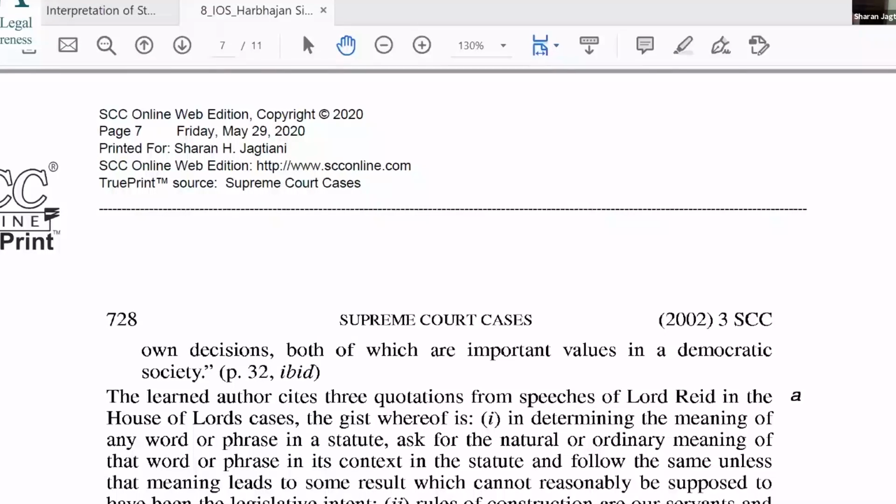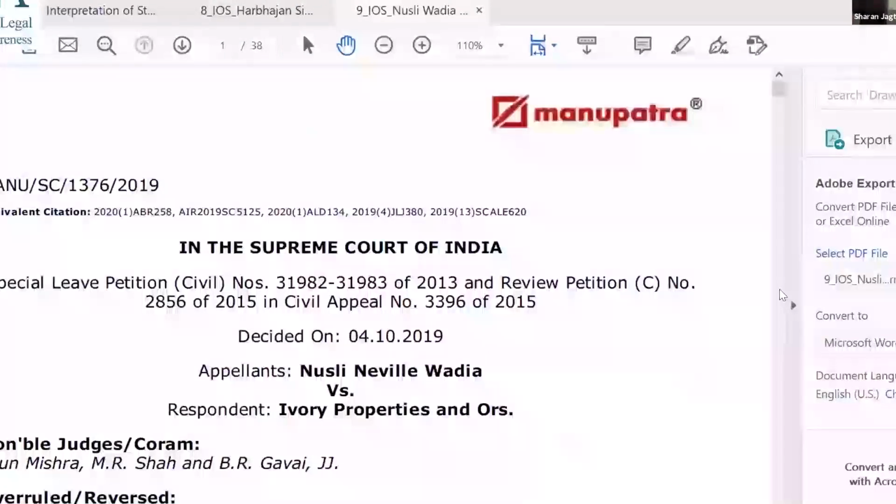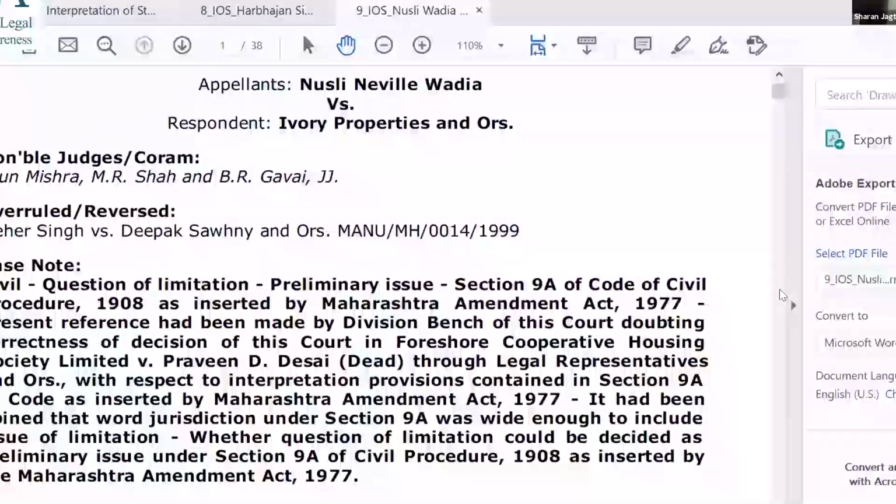Another interesting judgment, which many of you will be familiar with, is in the case of Nasli Wadia versus Ivory Properties. And this case, recently decided by the Supreme Court, put to rest a controversy that has really plagued the courts. And this is where lawyering does a disservice to itself or to the community. And the controversy over here involved the interpretation of section 9A of the CPC, which is a Maharashtra amendment.